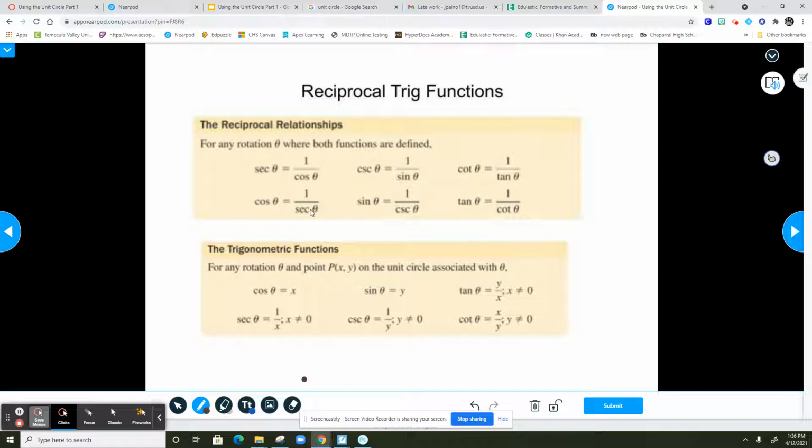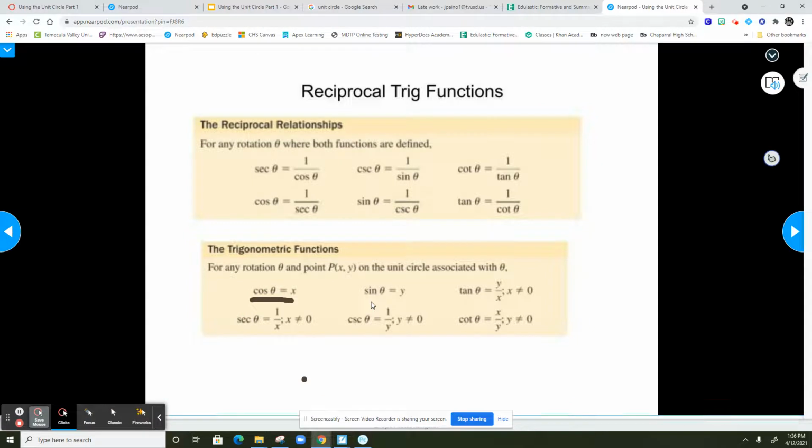Another way to write them is like, well, cosine is 1 over secant. Sine is 1 over cosecant. Tangent is 1 over cotangent. So either way, the same relationship there. They're reciprocals. And again, this is what we just wrote down on the previous one.